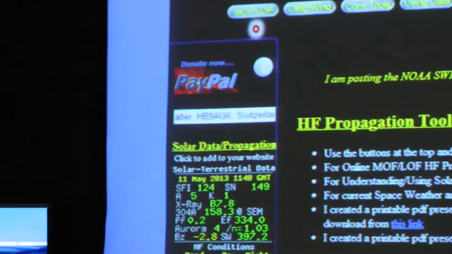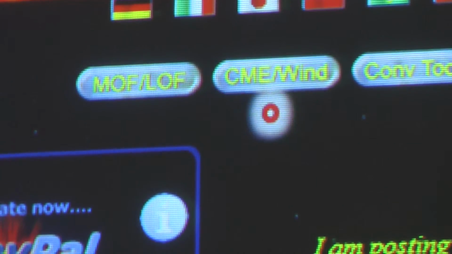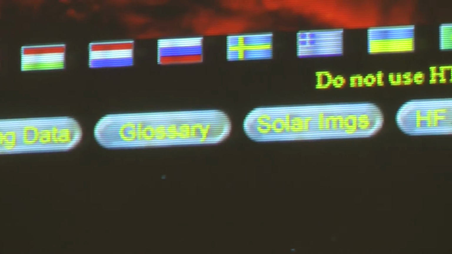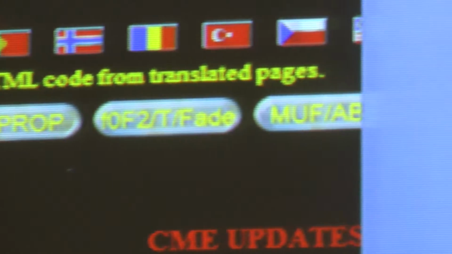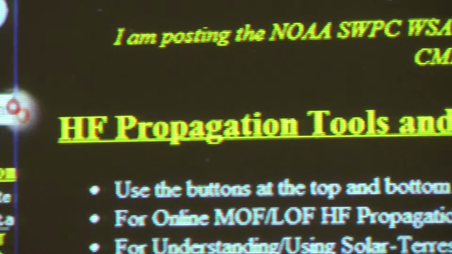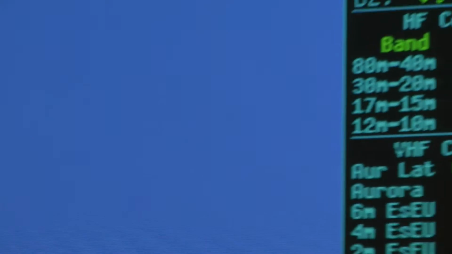But this is a good one because it's got a lot of little things to click on here, like maximum frequency, your coronal mass ejection, solar winds, et cetera, et cetera. You can just click on each of these. And then here's some HF propagation tools to click on. But this guy right here is what I use. This is the tool I look at every day.